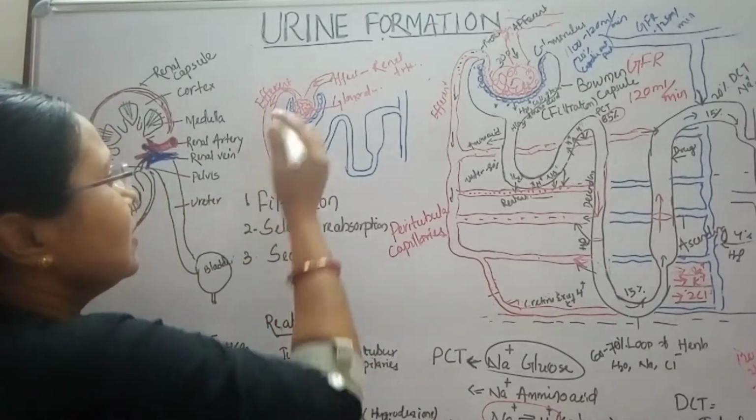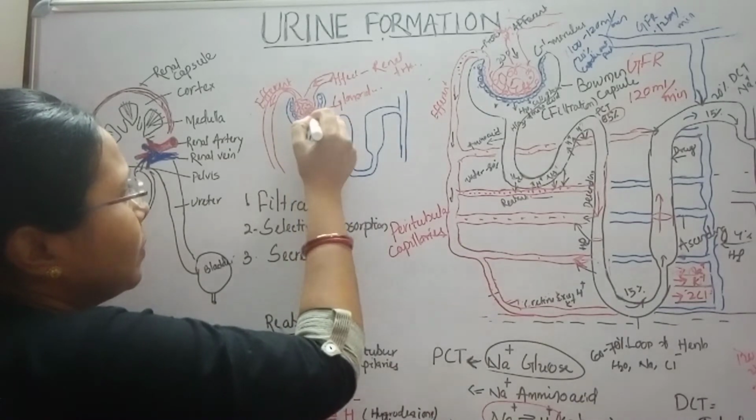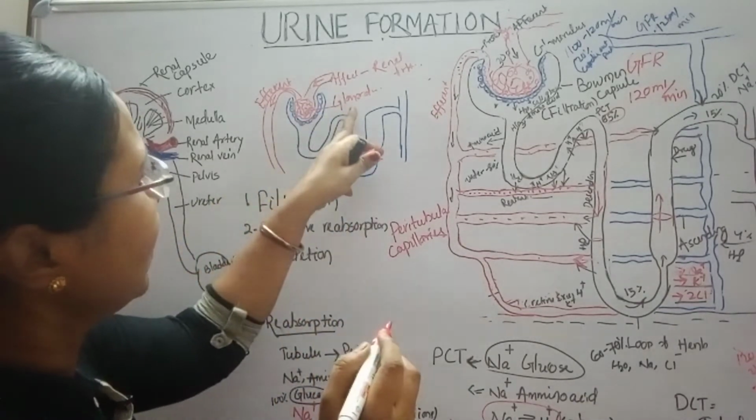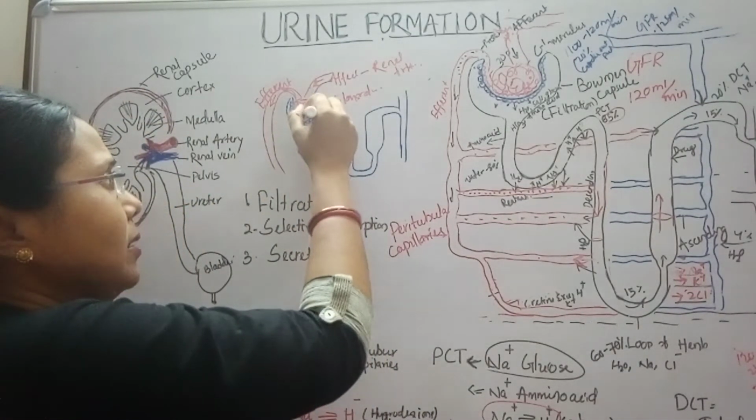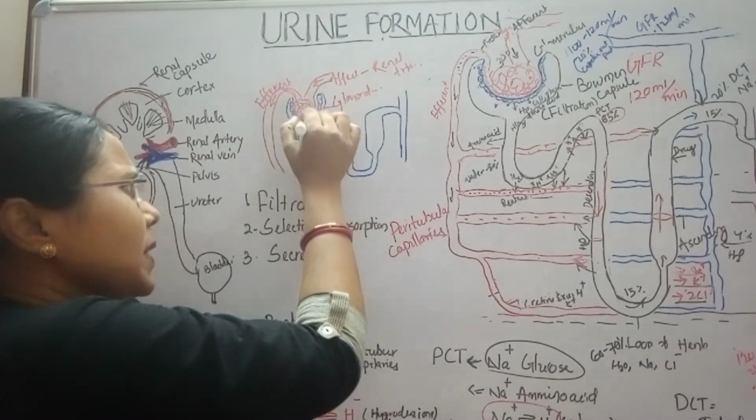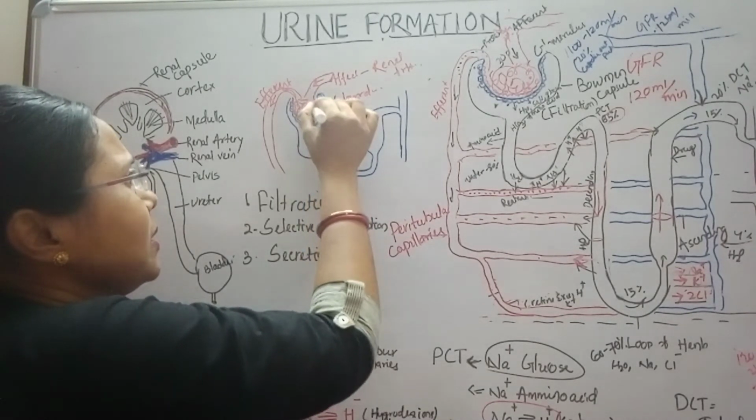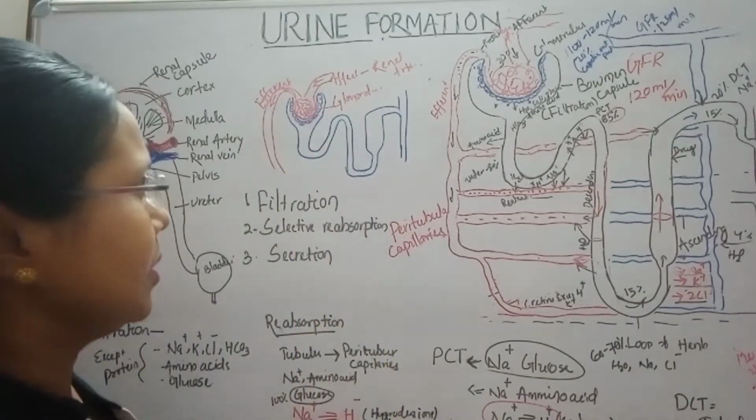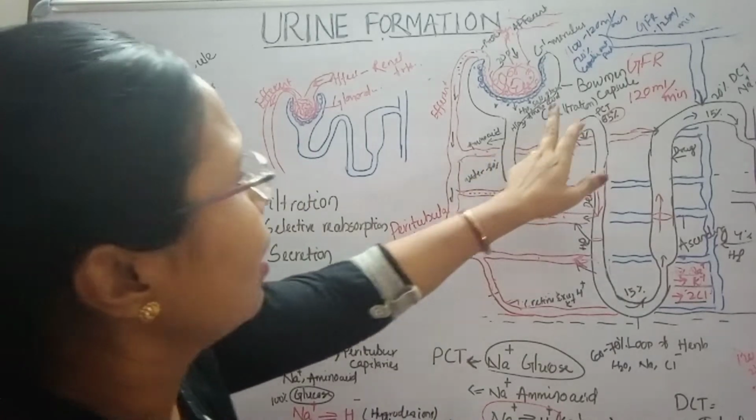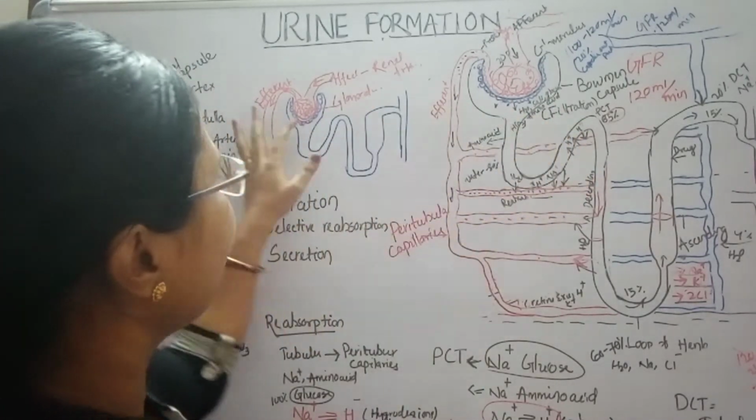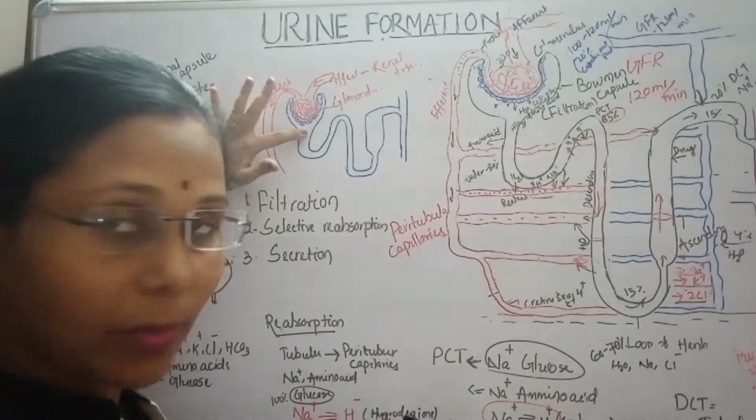Because in the Bowman's capsule, the epithelial layer has pores, and in the glomerulus there is the endothelial layer. Between the epithelial layer and the endothelial layer is the basement membrane. Through this basement membrane, water molecules, glucose, and amino acids can be filtered from the glomerulus to the nephron.